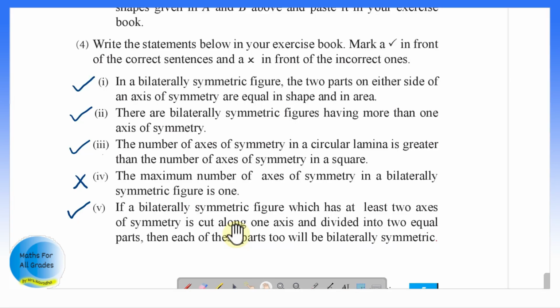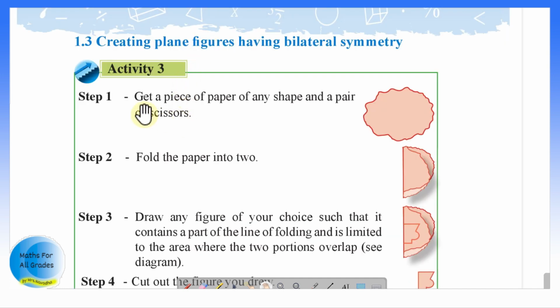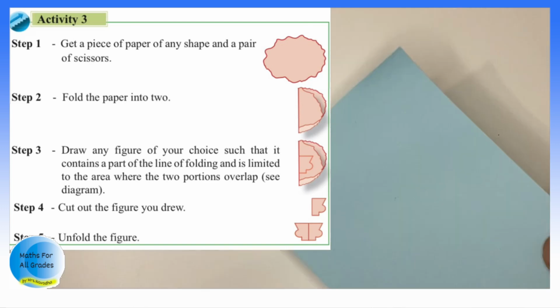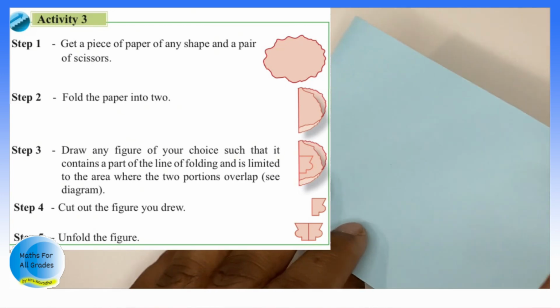So far, we learned about how to identify bilateral symmetric figures and how to draw an axis of symmetry. Now we are going to learn about how to create bilateral symmetric figures. And there is an activity on your next page. So this activity is about creating plane figures having bilateral symmetry. Activity 3. First, take a piece of paper of any shape and a pair of scissors. Then fold the paper into two.